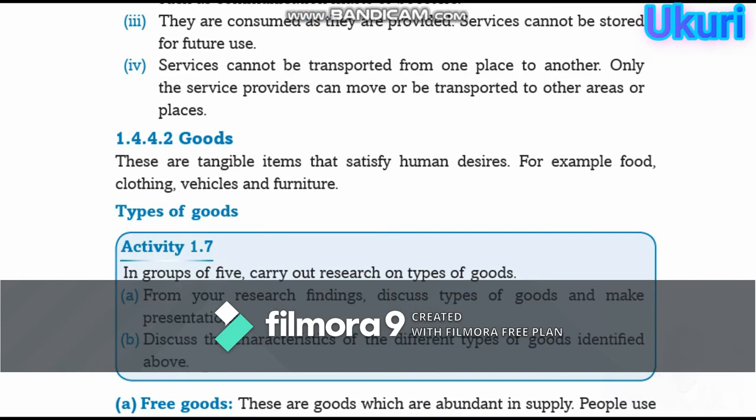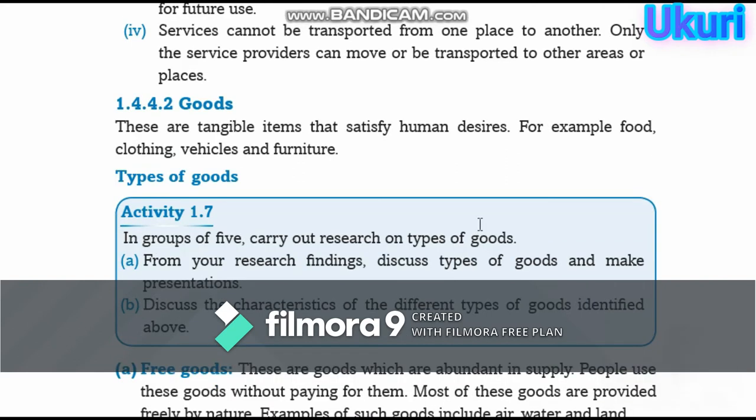Now, what are goods? What is the meaning of goods? These are tangible items that satisfy human desires. For example, food, clothing, vehicles, and furniture. Those are examples of goods. Goods are tangible items. So these are tangible items that satisfy human desire, for example, food, clothing, vehicles, and furniture.